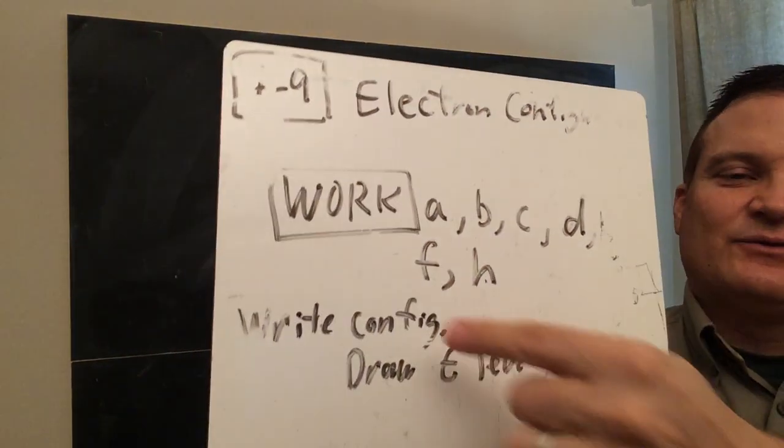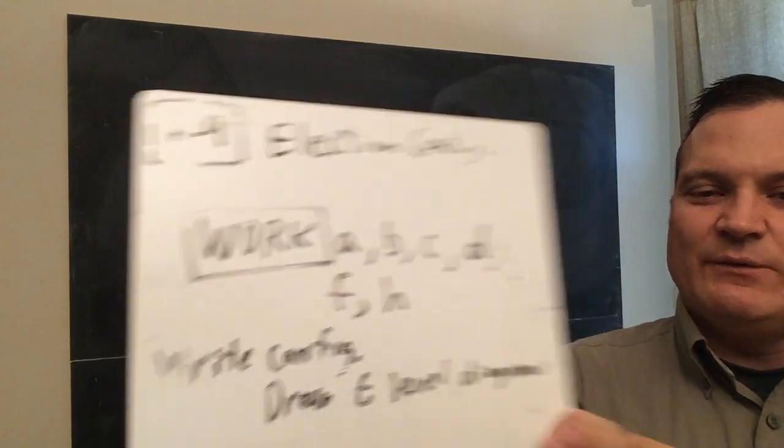So don't cross them out. You just don't have to do them. Just do these letters for right now, and you'll write the electron configuration, and you'll draw what's called the energy level diagrams. I call it that.